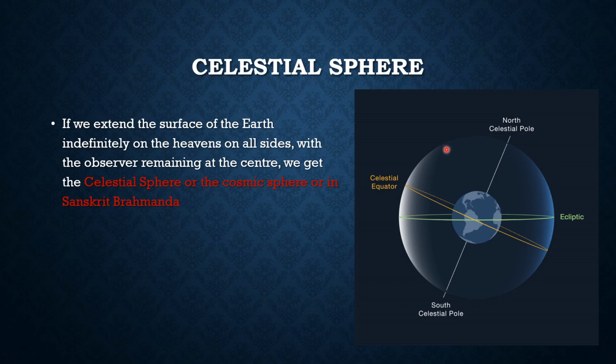Here you can see this is the celestial sphere, and this is the axis, showing the north celestial pole and the south celestial pole, and the Earth remains in the center. We are just extending the boundaries of the Earth towards heaven from all the sides. So we're just blowing it out and we are getting the celestial sphere.